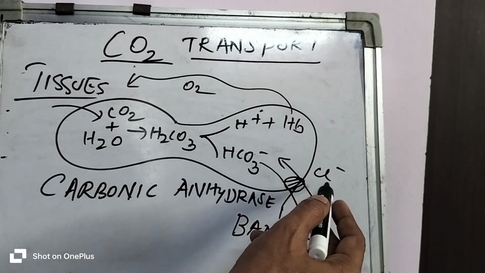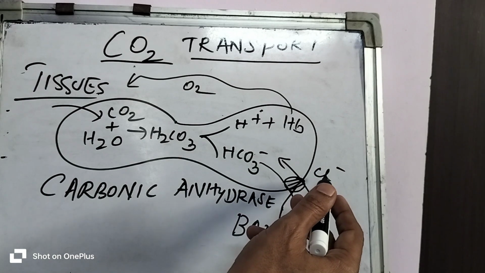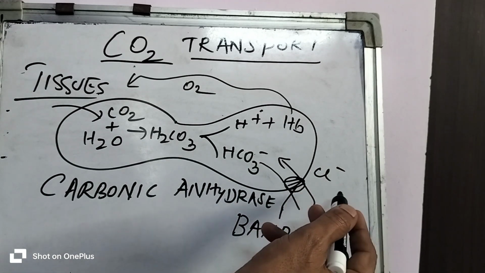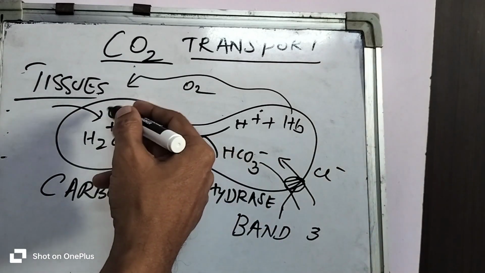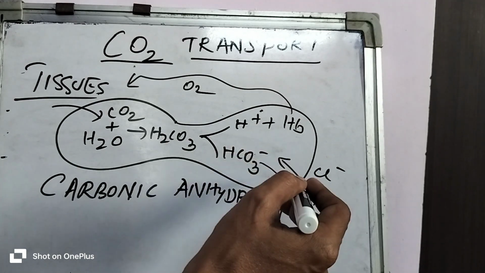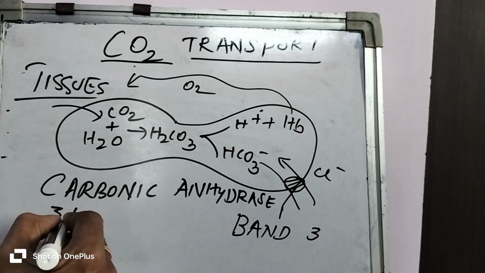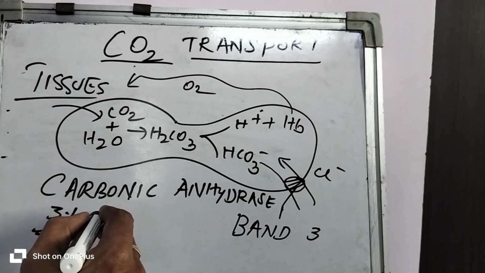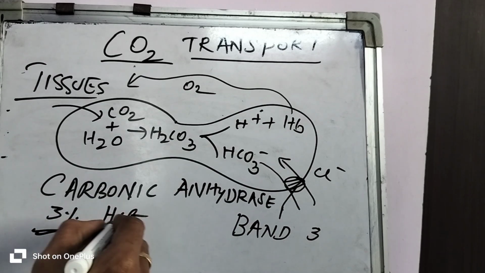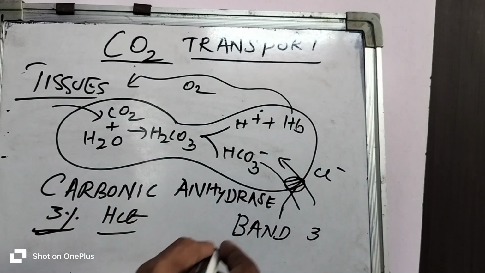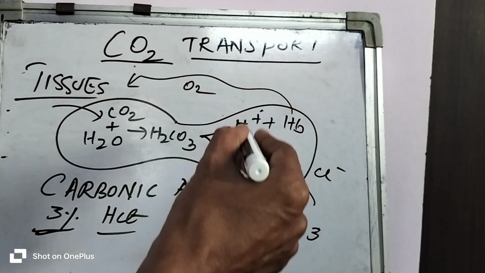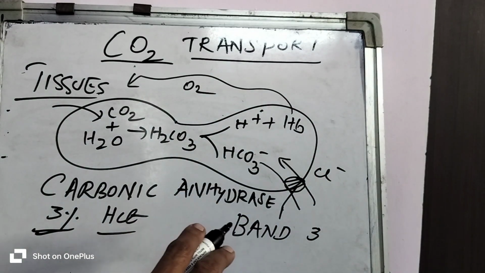Second point, chloride is an osmotically more active ion, so it imbibes water by osmosis. So the RBC becomes a little bigger in size in the venous blood. So the hematocrit of the venous blood is 3% greater than arterial blood because of the osmosis and the bigger-sized RBCs. This is called the chloride shift.